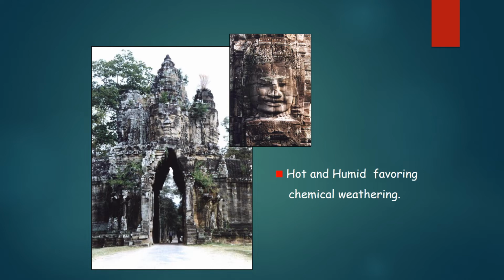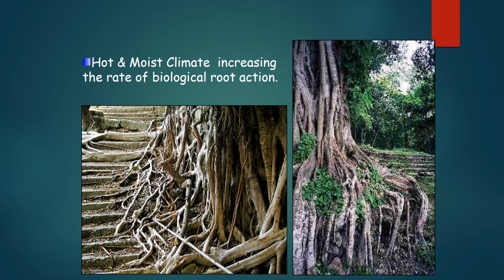So this just shows an image of someplace in a jungle, and we have the hot and humid favoring the chemical weathering there. Also, hot and humid is going to favor the physical weathering agent of root action or biological action. Basically, plants like it when it's hot and moist, so you get a lot more plant action. Plants break down the rocks physically through root wedging, and also chemically they produce a small weak acid that helps break down the rocks as well.